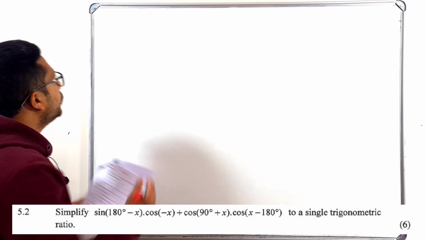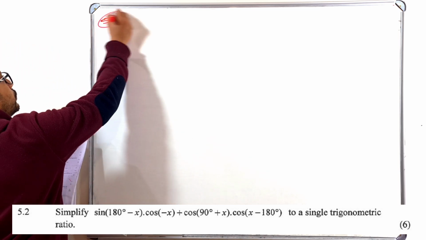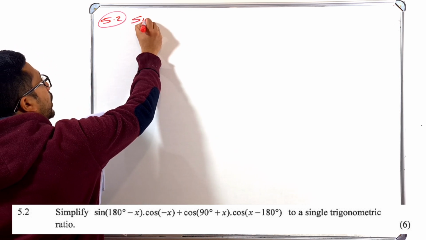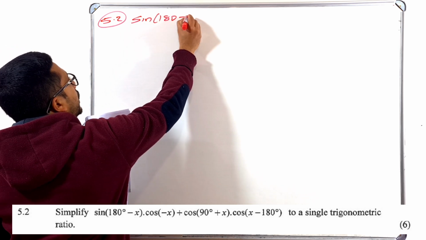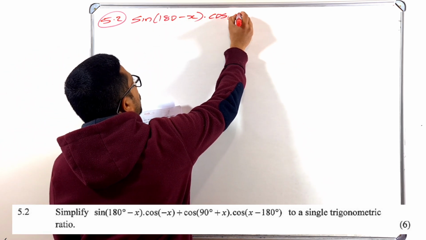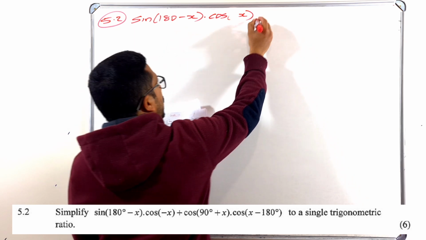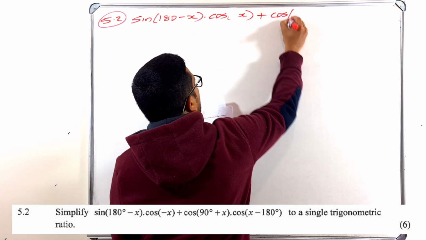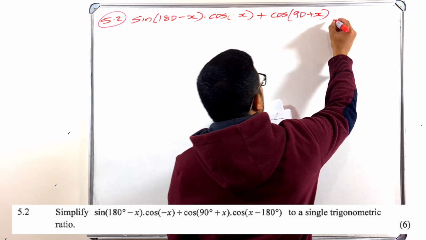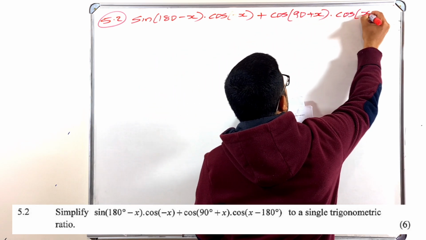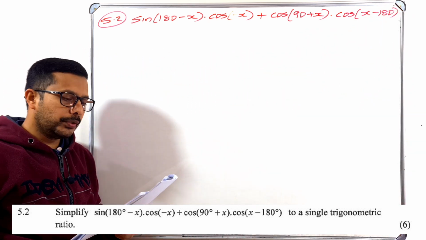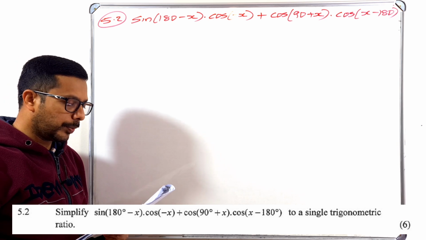Question number 5.2. What is that question? Simplify sine of 180 minus x, into cos of minus x, plus cos of 90 plus x, into cos of x minus 180. You have to simplify this into a single trigonometry ratio.